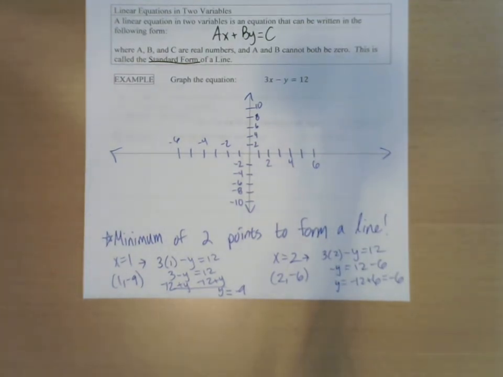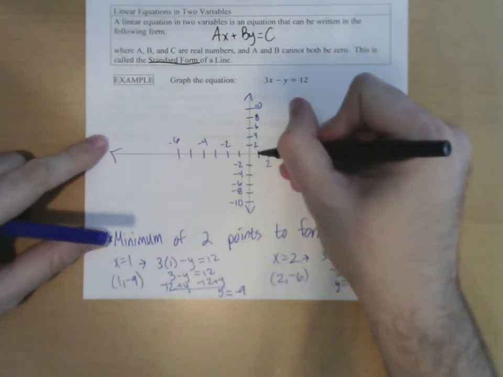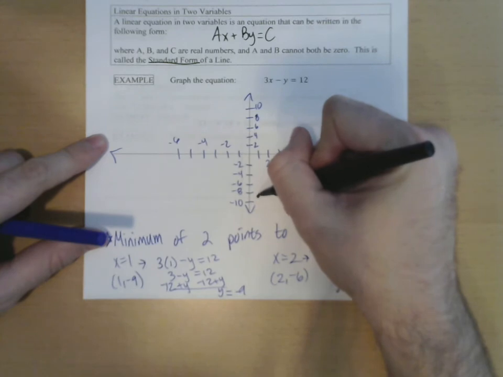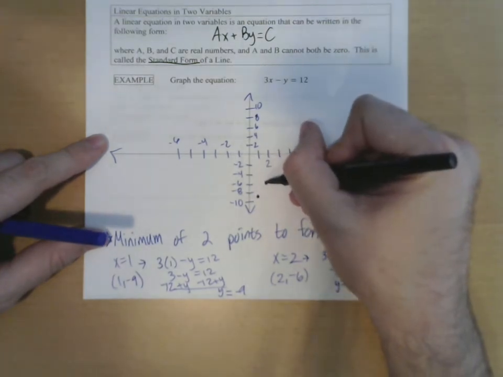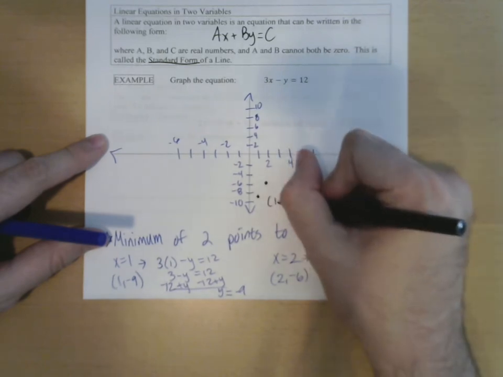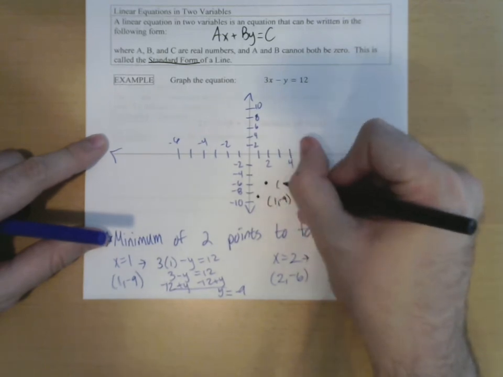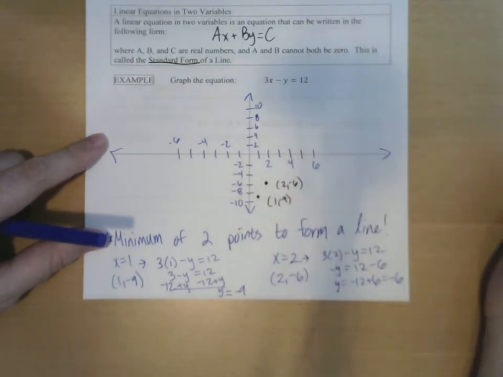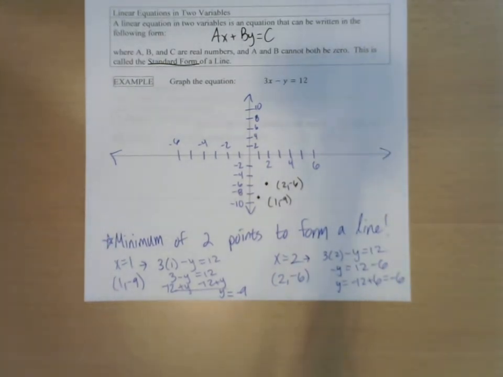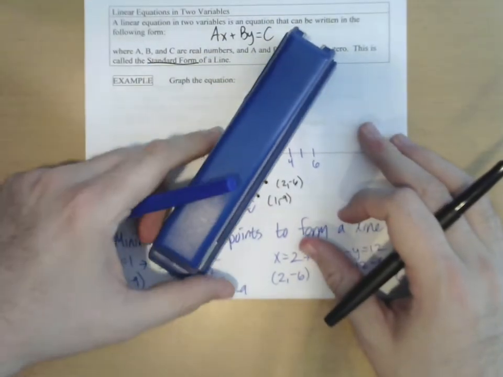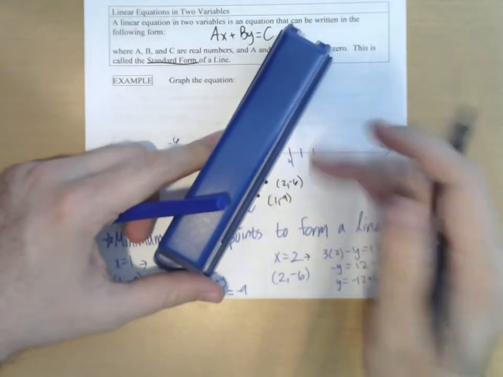So now I can start plotting my points. 1 comma negative 9 is here. 2 comma negative 6 is right here. I'm going to label these so that no one needs to guess what they are if they're looking at my graph. And then you just need any old straight edge, a box, a credit card. I'm going to use this here stapler to make a nice straight line.